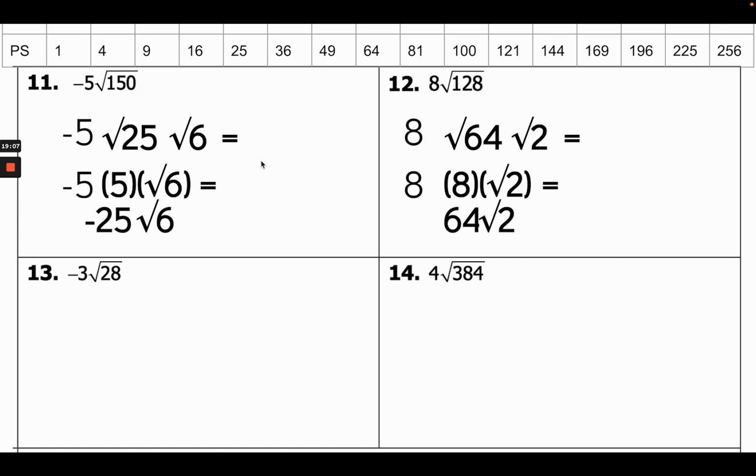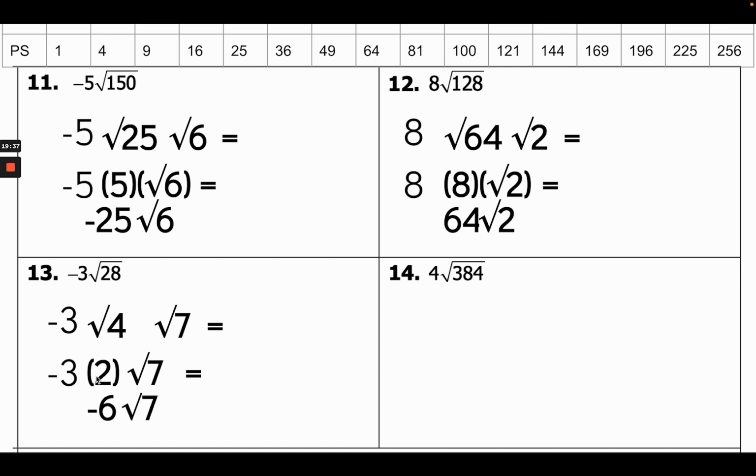Okay, 13, we have -3 times the square root of 28. Again, I'm going to drop my -3. And 28 actually breaks up into 4 and 7. So I have a root 4 and a root 7. And what this is really saying is -3 times 2, because this simplifies to 2. I'm going to drop the other things here. -3 times 2 is -6 root 7.